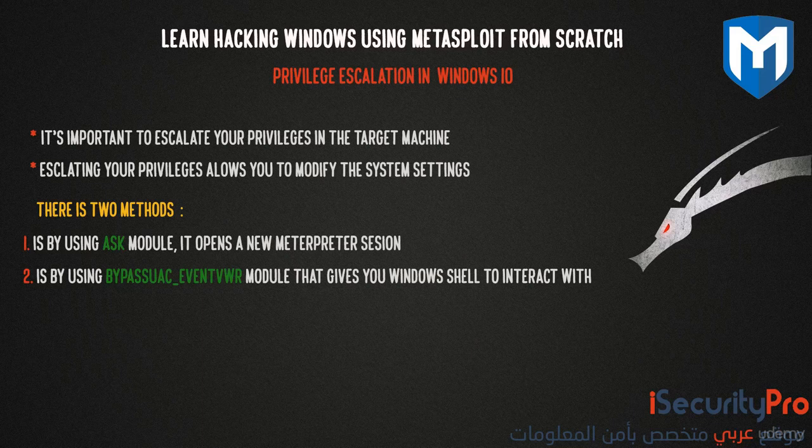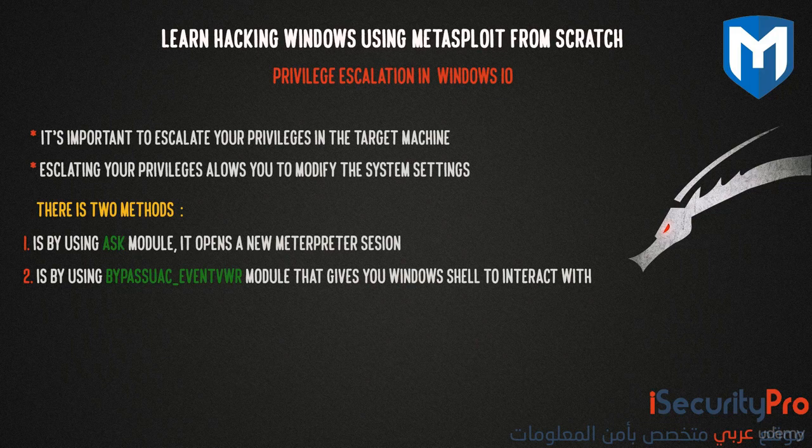So far we've seen how to persist the connection in the target operating system by injecting our payload in the registry. But in this lecture, I'm going to show you another important thing that you can do, which is escalating your privileges in the target machine. Because escalating your privileges in the target computer allows you to do whatever you want. For example, you can add users, delete users, change the users' passwords, or uninstall programs, etc. And I'm going to show you all of that in the next lectures.